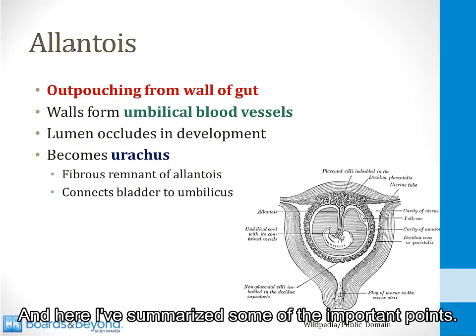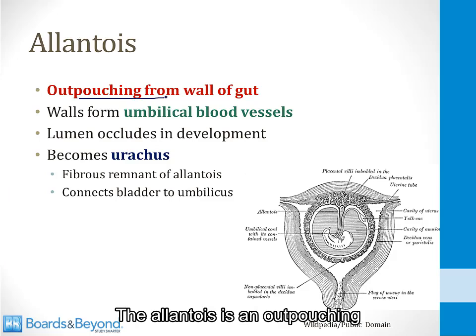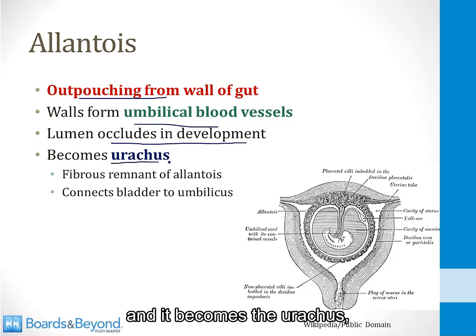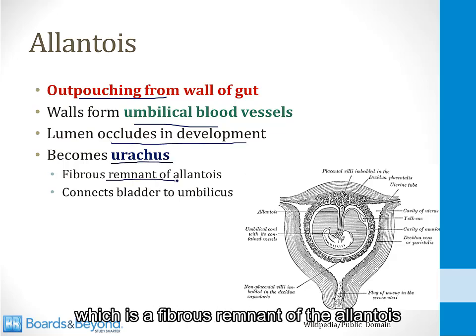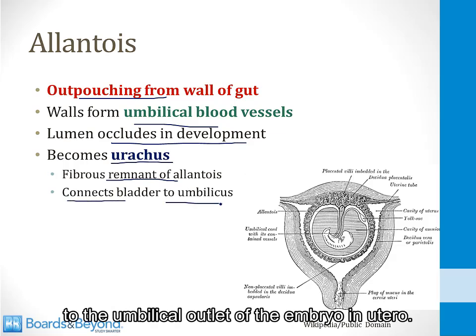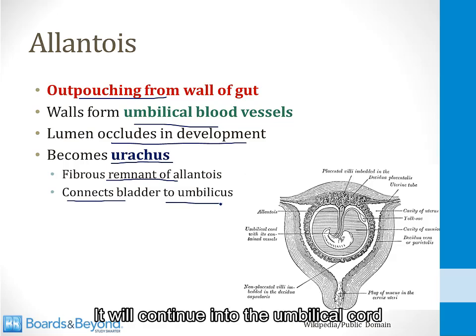And here I've summarized some of the important points. The allantois is an outpouching from the wall of the gut. The walls of the allantois form the umbilical blood vessels. The lumen occludes during development, and it becomes the urachus, which is a fibrous remnant of the allantois, and it will connect from the bladder to the umbilical outlet of the embryo. In utero, it will continue into the umbilical cord and go to the placenta.